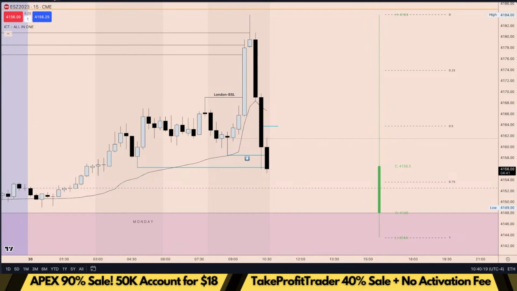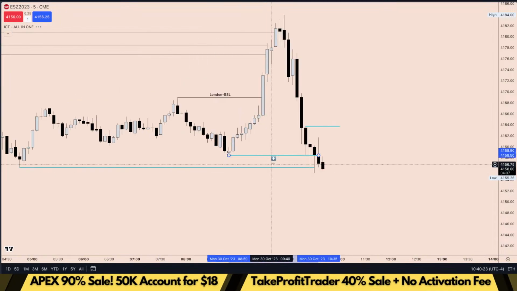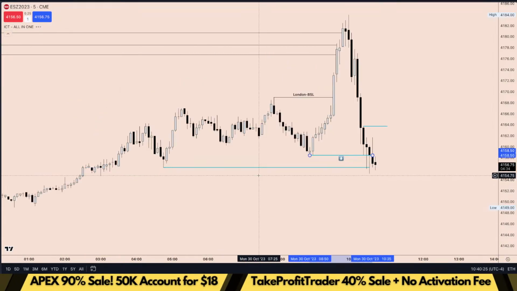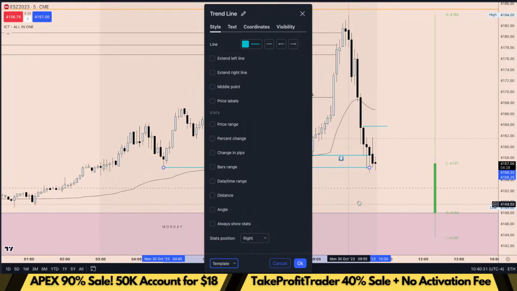4 minutes to go. I think the 5-minute chart closed below, so we have a confirmed 5-minute market structure shift. The sell side liquidity has been taken. Let's label all that sell side.